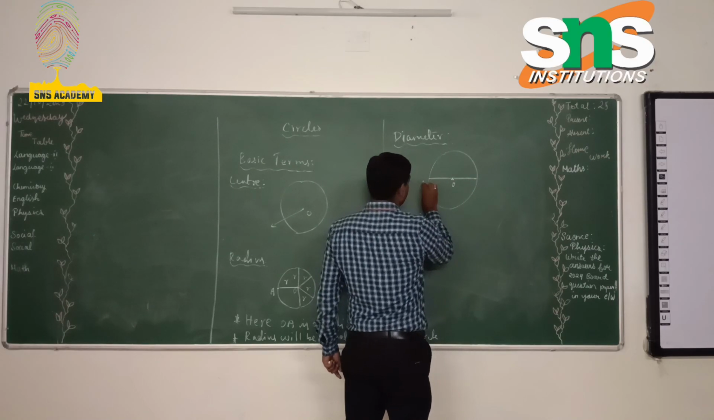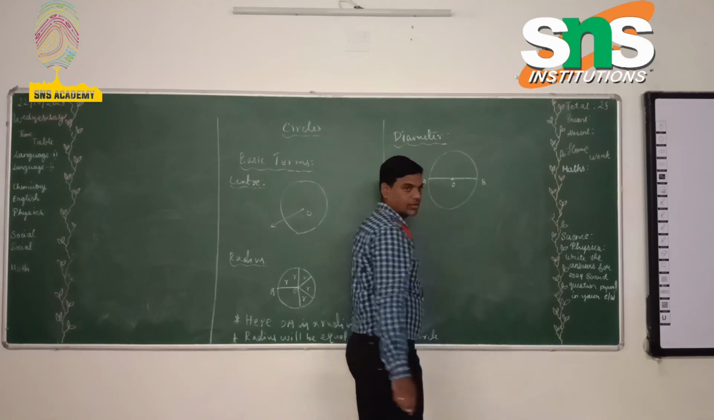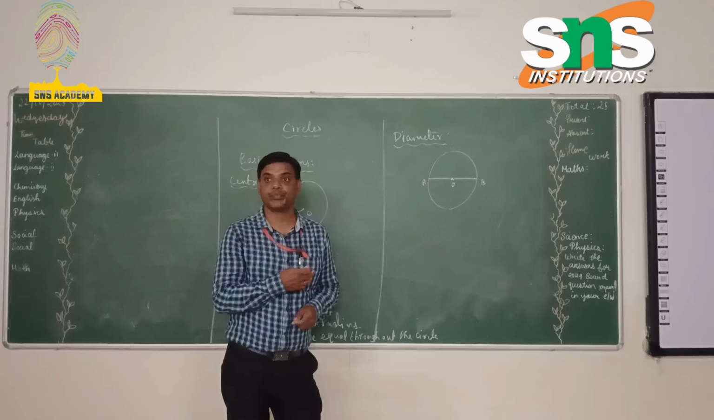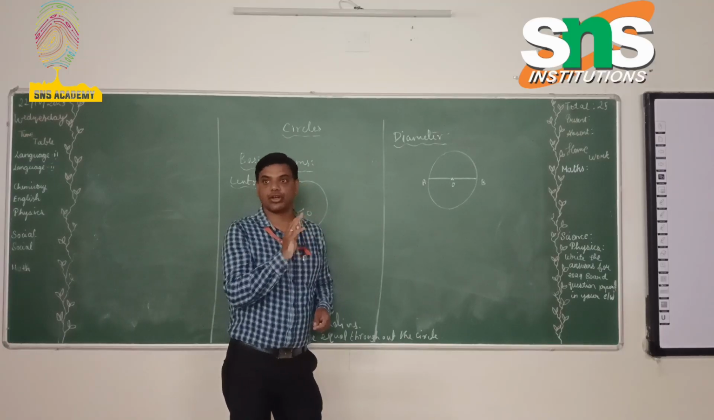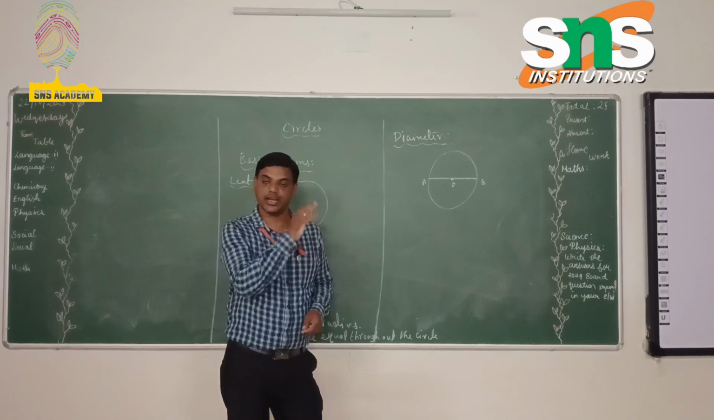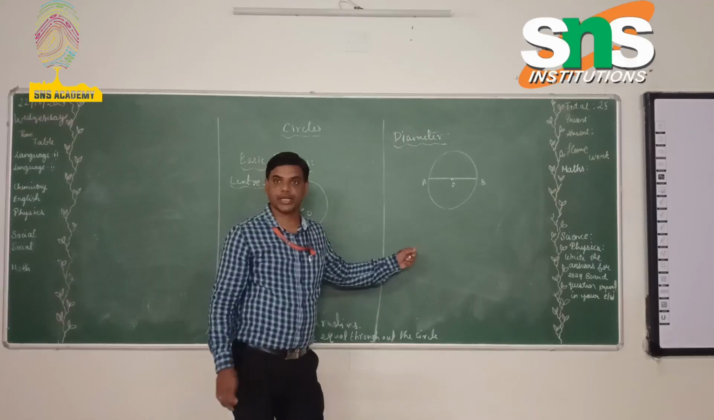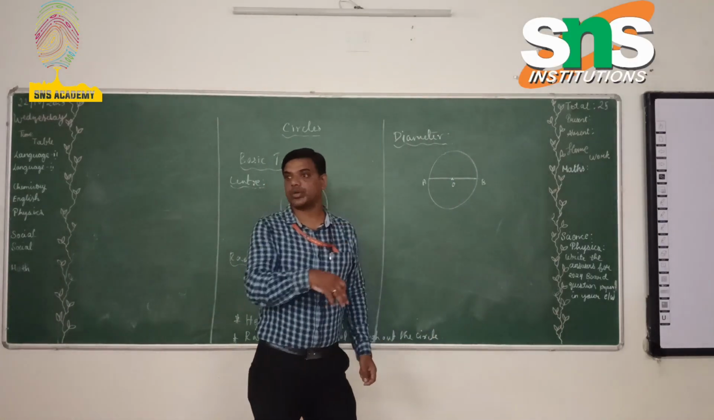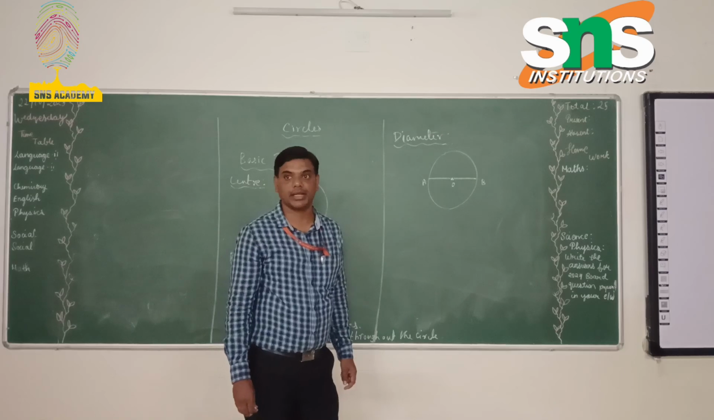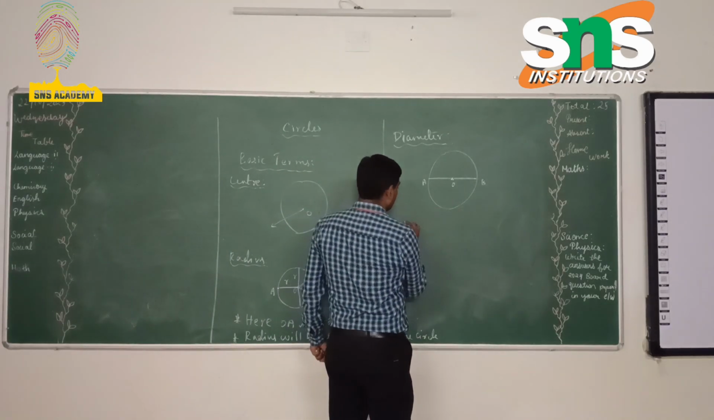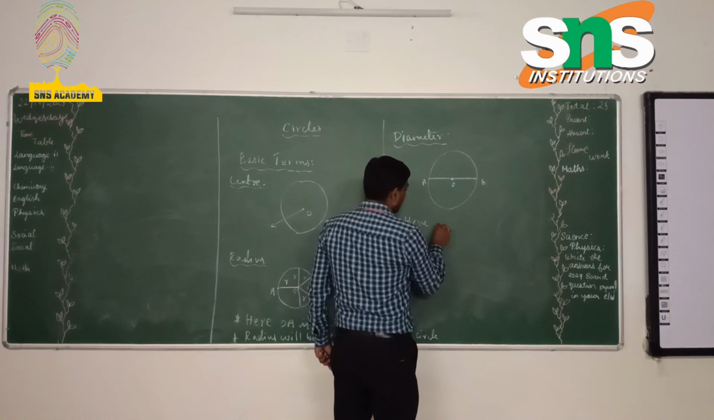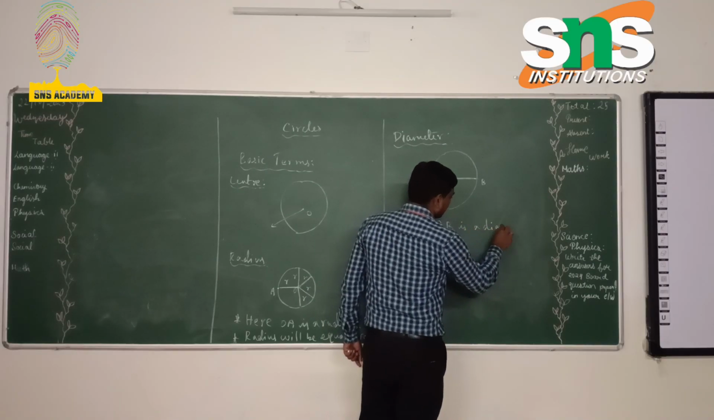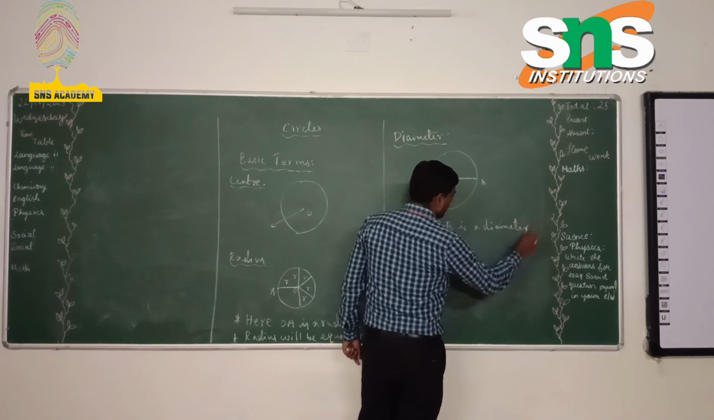So OAB. How many diameters can we draw? Infinite diameters we can draw here. Understand? There are infinite diameters we can draw. It is not only in this way, we can draw in this way. Many ways we can draw the diameter. So here AB is a diameter.